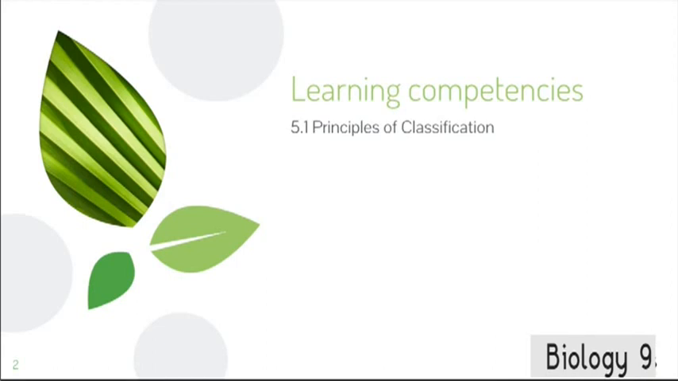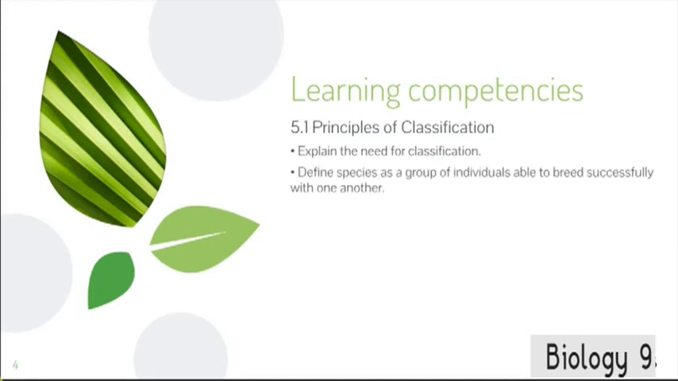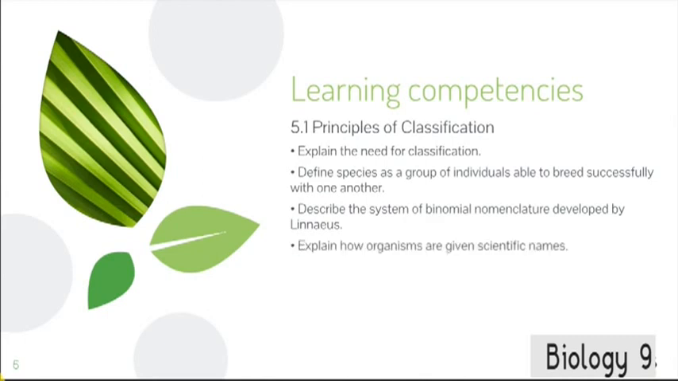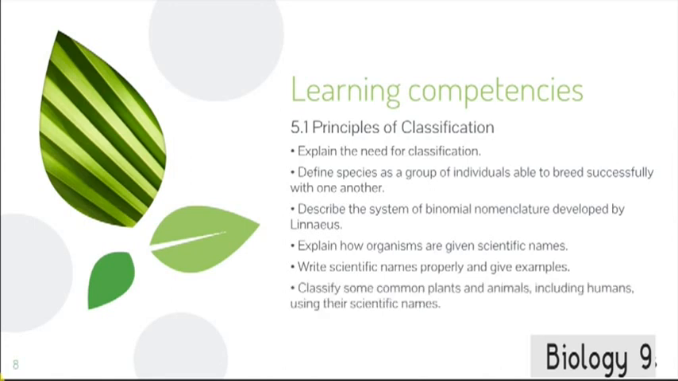Learning competencies. In 5.1, we will be learning about the need for classification and how to define a species. We're going to be learning about the system of binomial nomenclature and who developed it. We're also going to be explaining how organisms are given scientific names. We'll also be looking into how to write scientific names properly, and we're going to go through a few examples. We will also classify some common plants and animals, including humans, and use their scientific names.